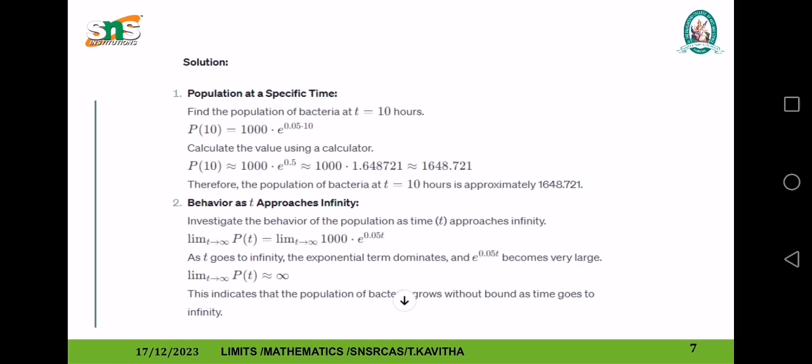Next, the behavior as t approaches infinity. As t approaches infinity, we get limit of P of t, that is, limit t tends to infinity of 1000 into e power 0.05 t. As t goes to infinity, the exponential term dominates, and e power 0.05 t becomes very large. Therefore, the limit of P of t is infinity. This indicates the bacteria population grows without bound as time goes to infinity.